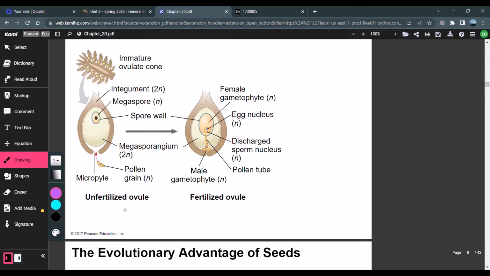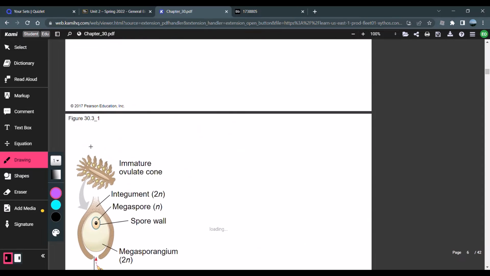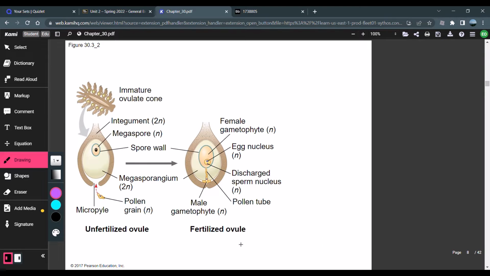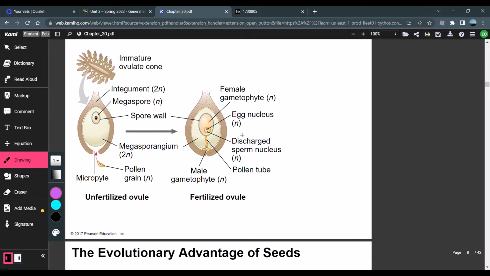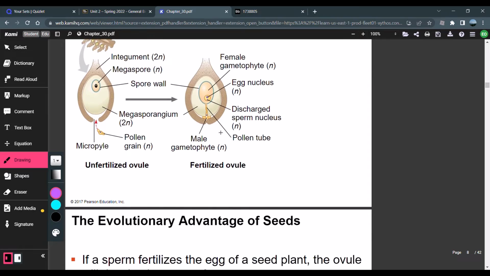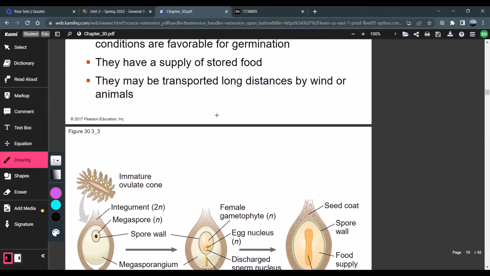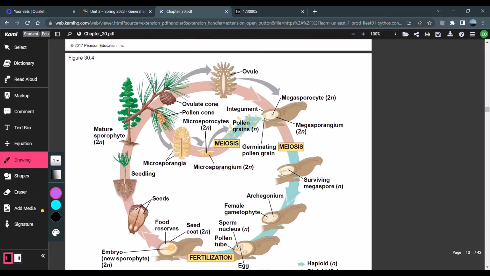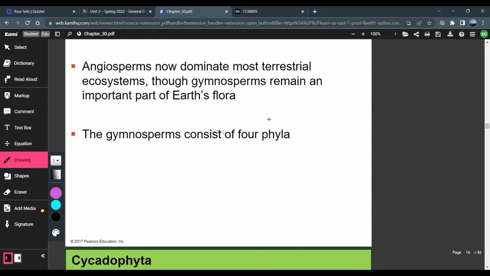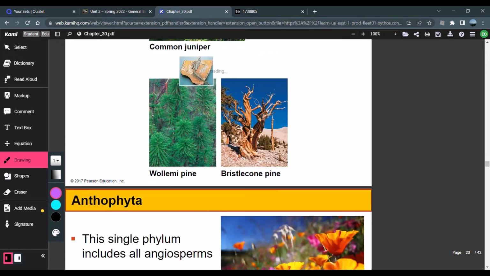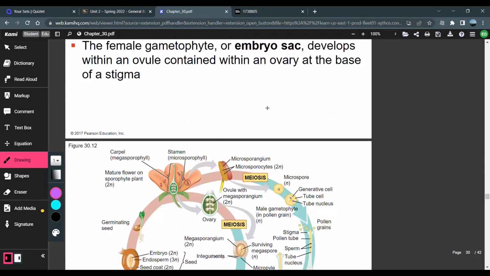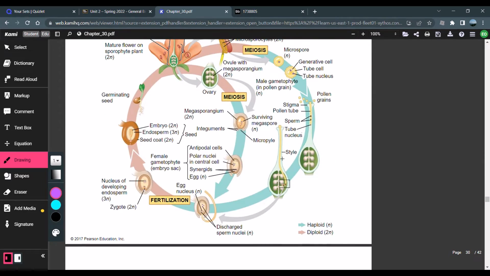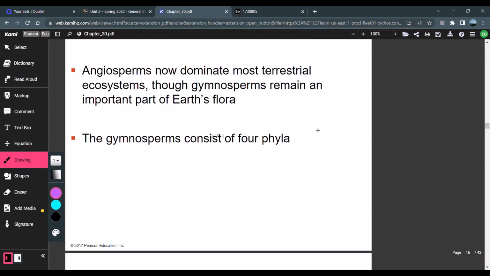So here we have an unfertilized ovule, which we explained right here, and here we have a fertilized ovule. Here we have the male gametophyte in the pollen tube, and remember it's the female gametophyte. This is the egg nucleus. We'll be talking about that more specifically in this cycle right here. Same concept. It's literally the same concept.